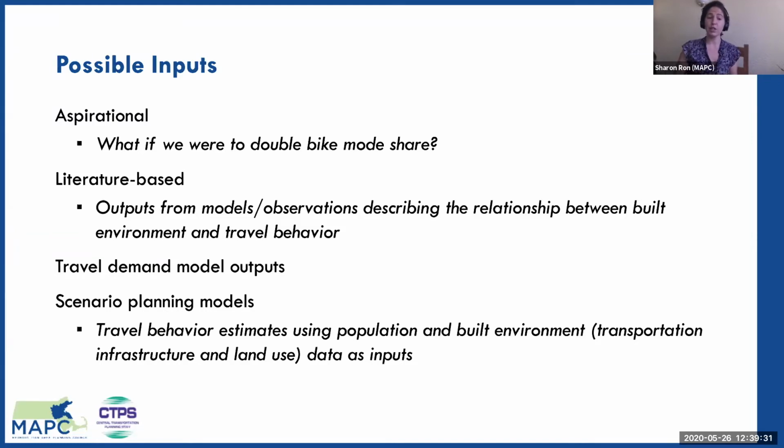And as I mentioned, you can also look at travel demand model outputs as inputs. ITHIM is really interesting, especially when you start looking at scenario planning, because then you can start looking at the sort of aspirational multipliers that I described today, but also at estimates based off population and built environment data as inputs. And you can play with all of that within the tool itself. Next slide.